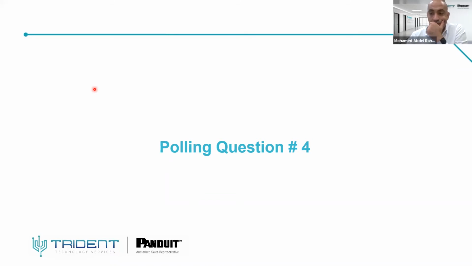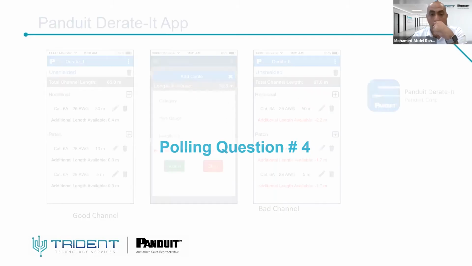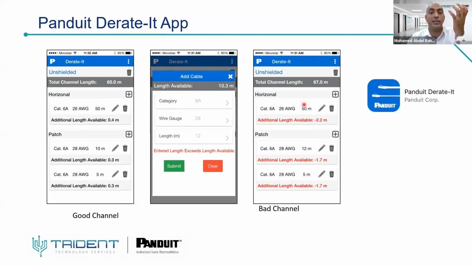Okay, I think the right answer is the 96 meters. It is 90 meters for the horizontal cable, and the 28 AWG patch cord can support up to 96 meters. This is the right answer. And you don't need to memorize these lengths for the patch cord.